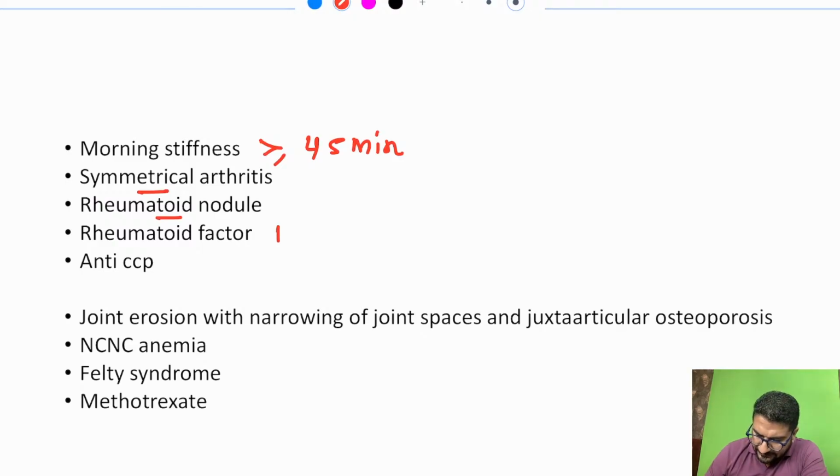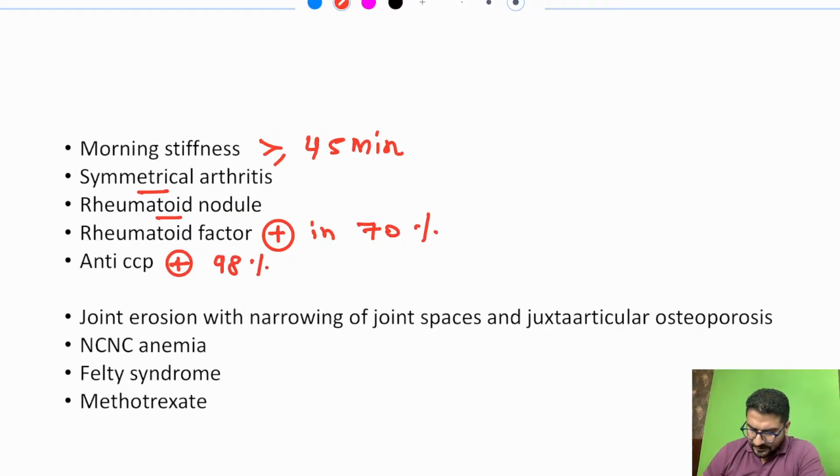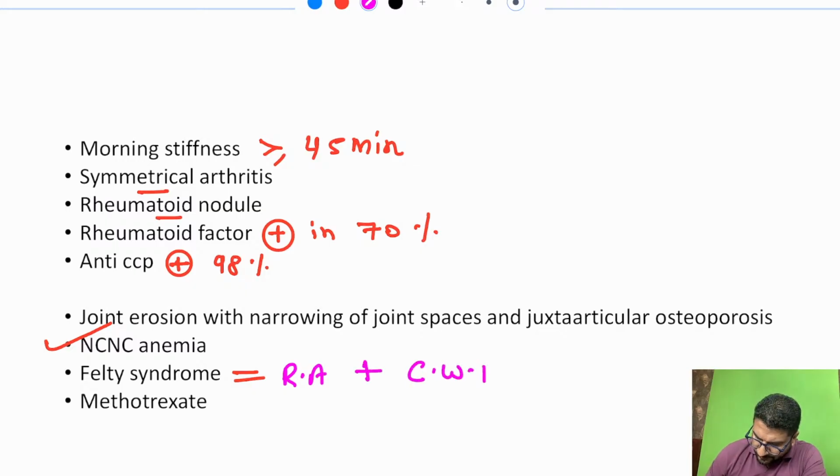Then rheumatoid factor, this is positive in 70% of patients. 70% patient में rheumatoid factor positive होगा, but anti-CCP is positive in 98% of patients. So you can see joint erosion with narrowing of joint space, normocytic, normochromic anemia. Then we have Felty syndrome. What is Felty syndrome? Anyone? कोई बताएगा Felty syndrome क्या होता है? Rheumatoid arthritis along with Kohl-Werker pneumoconiosis, इसको बोलते हैं Felty syndrome.